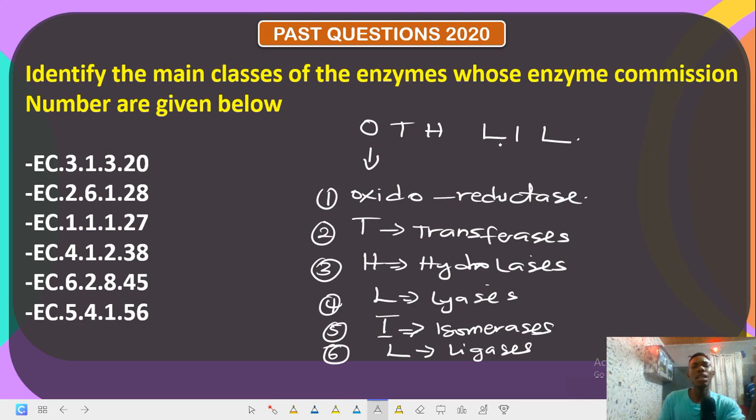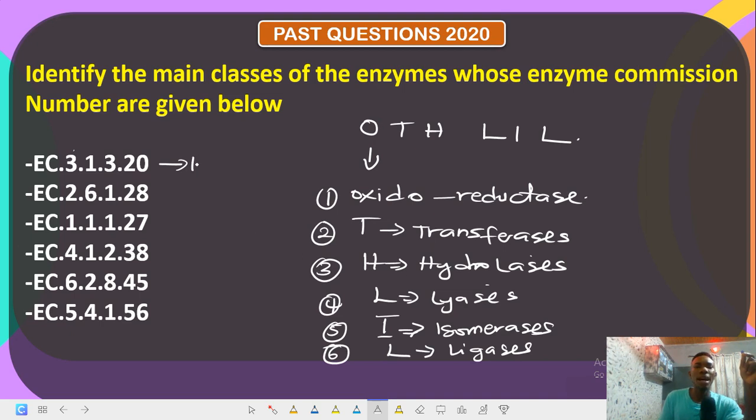Just use OTHLIL. Are you getting it? Or over the hills. But you must take note of this L, that L comes before what? I. So coming here now, what kind of enzyme will you classify this to be? The first one, let's look at EC 3.1.3.20. The first number here determines the class to which it belongs.